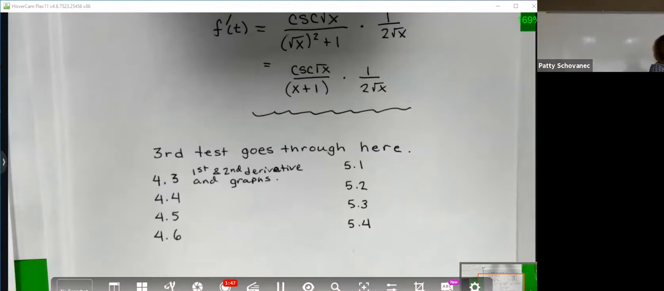In section 4.4, I forgot what we did. I'll have to peek. I don't remember what we did in section 4.4. We did funkier functions. Functions that had horizontal asymptotes, vertical asymptotes, and cusps, and vertical tangent lines.